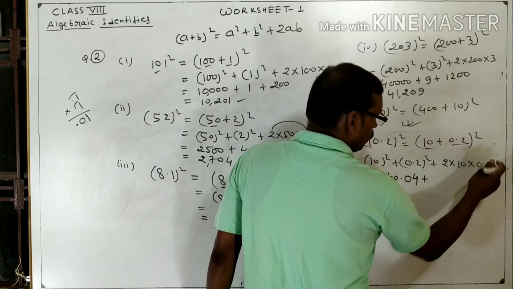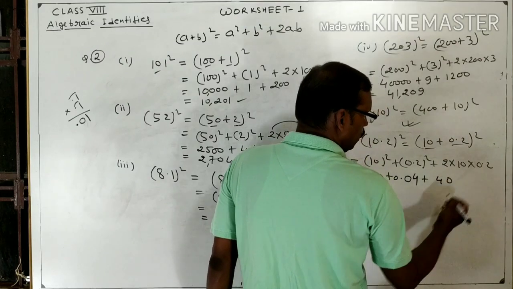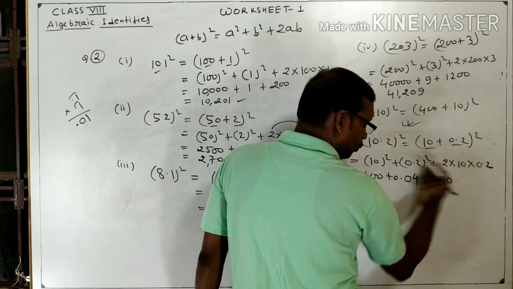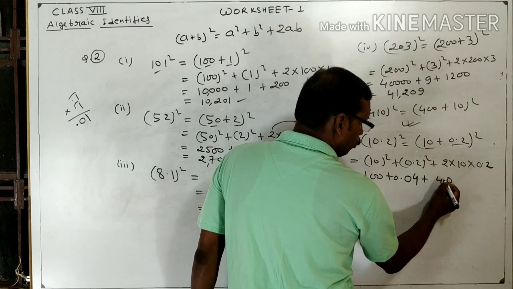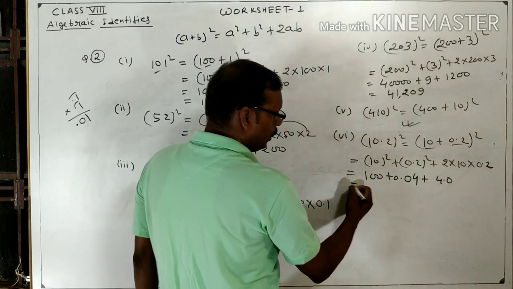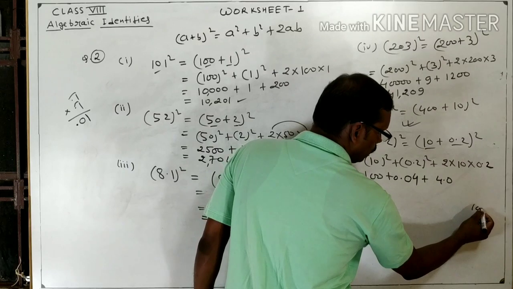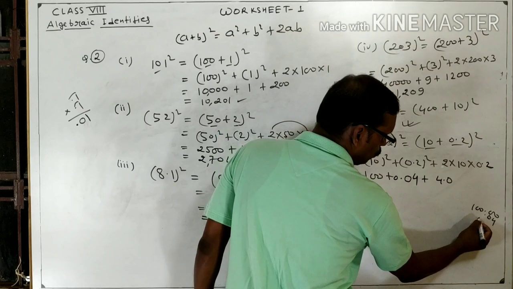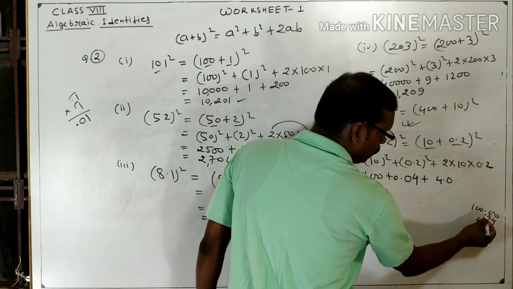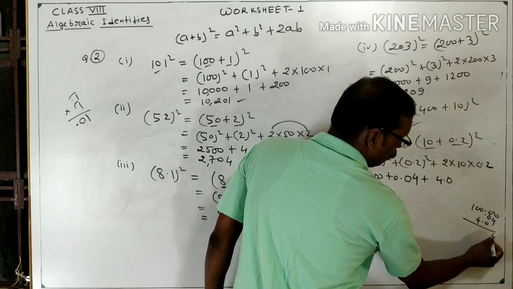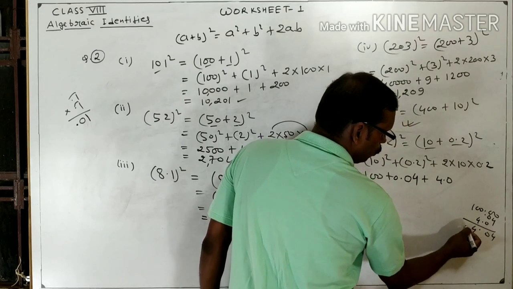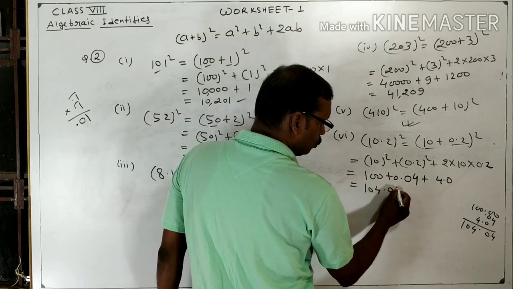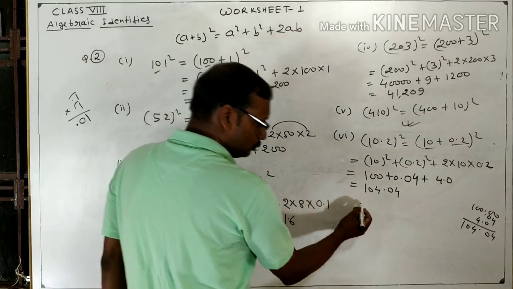10 2 ja 20, 20 2 ja 40. We see that after point there is 1 digit, so counting 1 digit from right we put the point: 4.0. So add these two numbers: 100.00, 0.04 and 4.0, keeping the point just below it. The answer is 104.04.